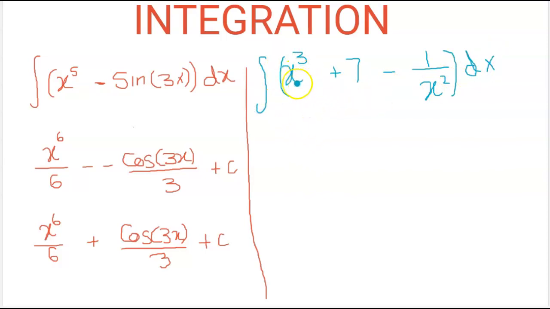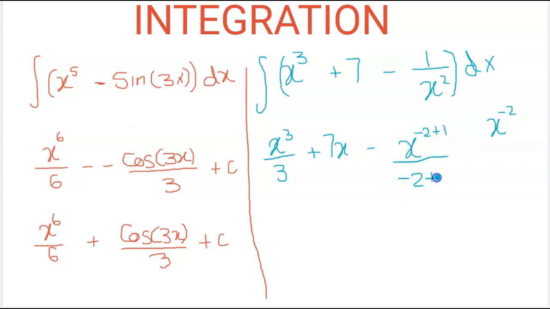Now you have to integrate them separately. First thing is this x cube. When you integrate that one, you have to write x cube over 3. This one will become 7x minus, okay, this is tricky because this is actually x to the power minus 2. And that one becomes x to the power of minus 2 plus 1, divided by minus 2 plus 1.